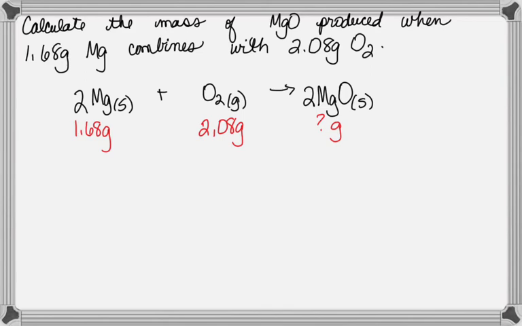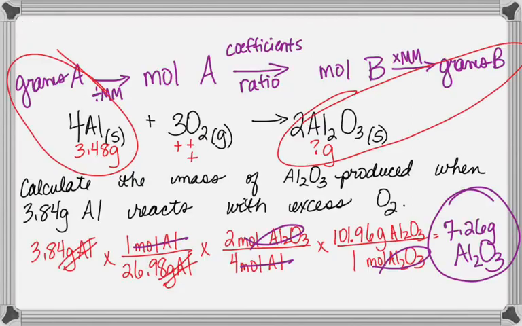This problem is different from the one we just worked. It's different, but it's very similar. Notice in this problem, I give you 2 numbers. I give you a mass of the magnesium and a mass of the oxygen. If you look at the one we worked previously, I only gave you 1 number. I only told you about the mass of aluminum and said you have a whole bunch of oxygen.